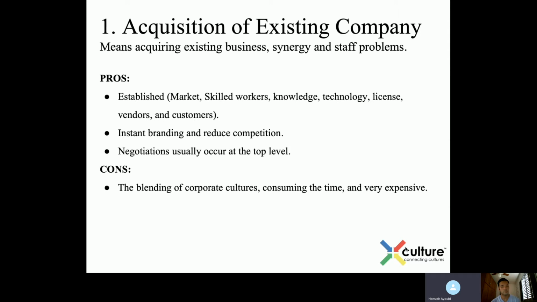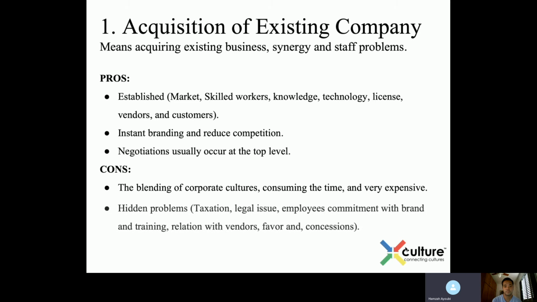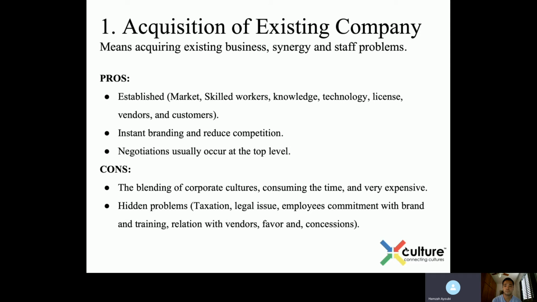Our cons in this entry mode are the blending of corporate cultures, which consumes time and is very expensive. We have a lot of hidden problems like taxation, legal issues, employees' commitment with the brand and the training, also relations with our vendors, and favors and concessions.